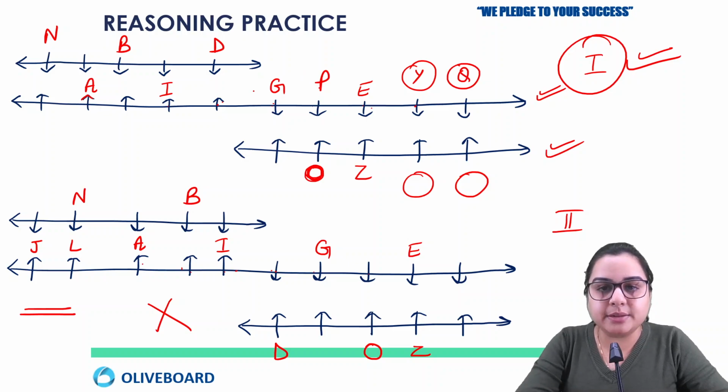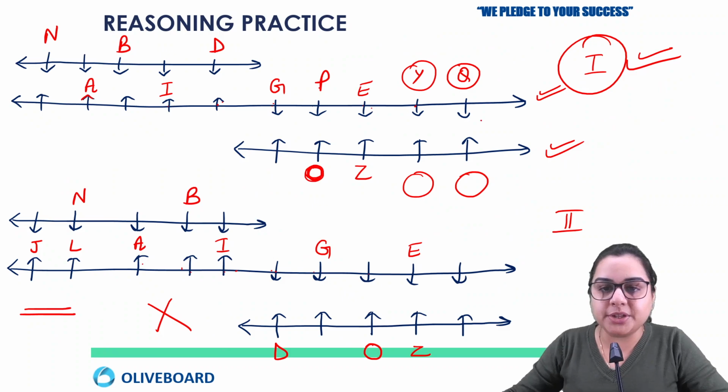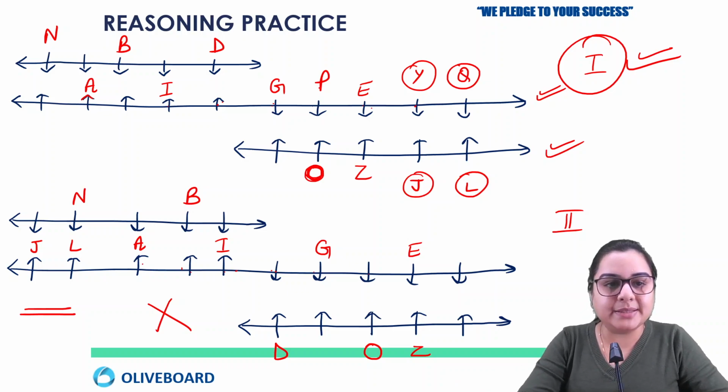Okay. Next, what was the information? That L sits immediate right of J. So if L sits immediate right of J, here I should be writing J and here I should be writing L. Now as you can see, we are near completion of the solution. Okay. So let's see what else we can use now. Let's see what are the names that have been left. So let's mark those names.